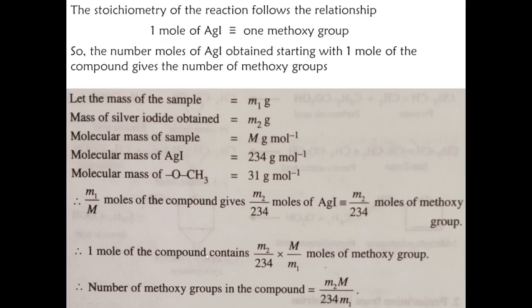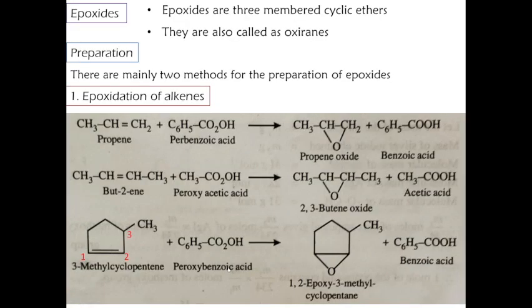So 1 mole of the compound is equivalent to M2 divided by 234. Here we multiplied the left hand side with capital M divided by small m1 in order to make it 1 mole. Here also we have to multiply it with capital M divided by small m1 moles of the methoxy group. So the number of methoxy groups in the compound equals M2 times capital M divided by 234 times M1. This will give you the number of methoxy groups present in the compound.